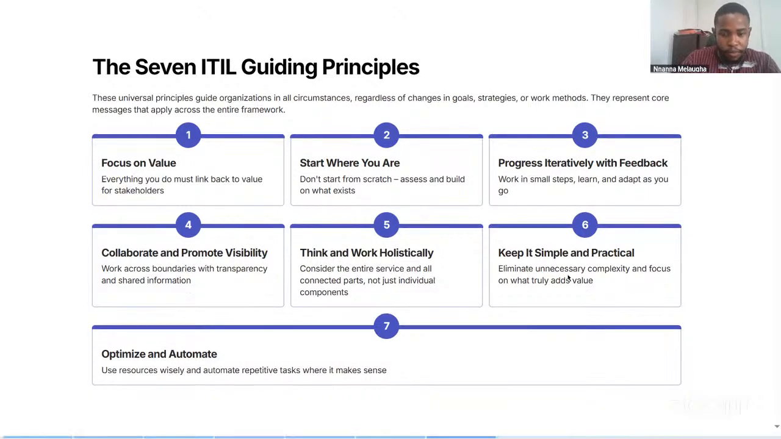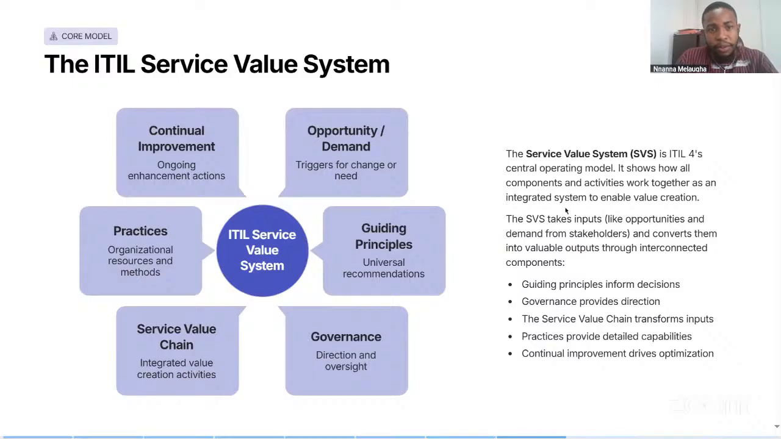Then, yeah, talking about the IT service value system. This is ITIL 4's central operating model, showing all the components and activities working together. So this service value system basically takes inputs like opportunity and demand. Opportunity to offer a service, the demand to render a service. It takes these as inputs and converts them into valuable outputs through these interconnected components, one being the guiding principles, those seven we just mentioned, that help make informed decisions. We have the governance, which helps provide direction. We also have the service value chain, which we'll look into subsequently.